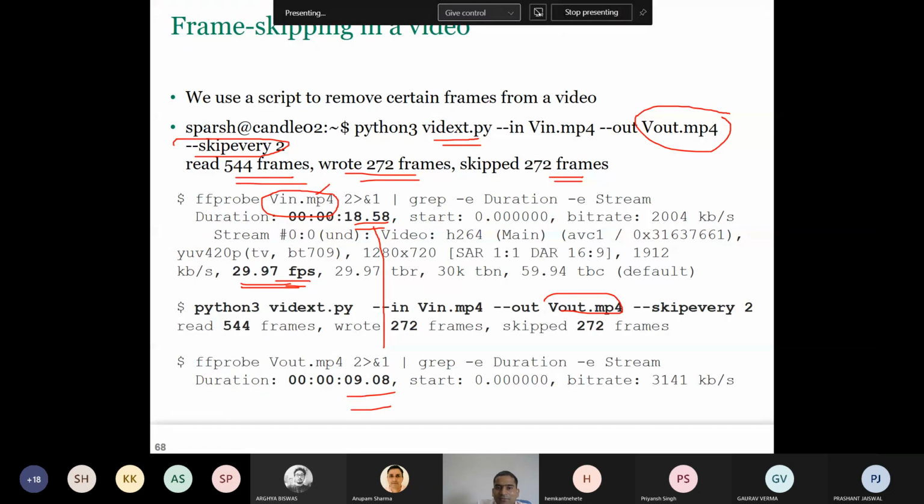So that's what we did. We took a 19-second video and skipped half of the frames. Now we just have half of the video, which has only half of the frames, but I'm still getting the essence of the video. All the important frames I still have. Some of the frames which are probably duplicates of the previous frame are gone.